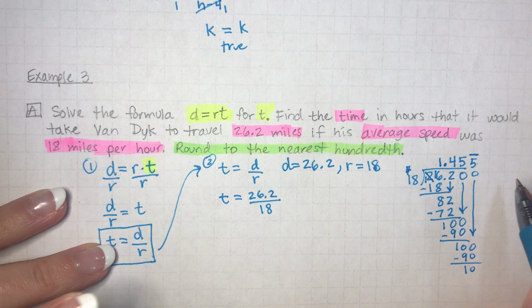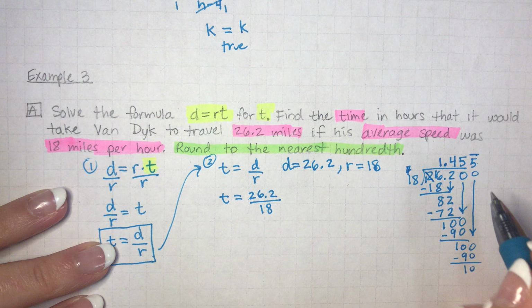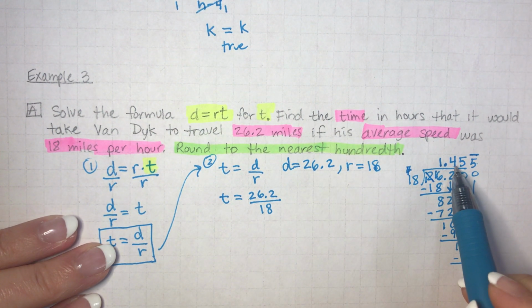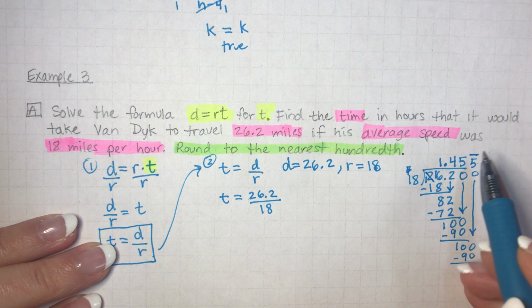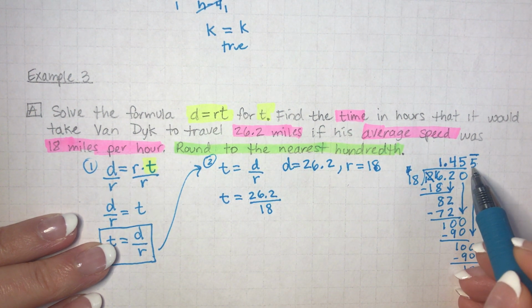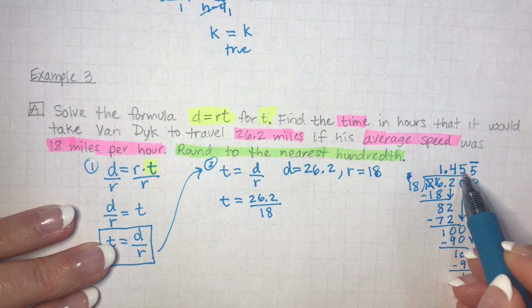So we would write our answer. If it was repeating, we'd put that little symbol right there. But what they want is for us to round to the nearest hundredth. So here we go. This is the tenths place. This is the hundredths place. Whenever you're rounding from the hundredths, you have to look at the next digit. Is this a 5 or more? It is, it's a 5. So that means we're going to round this up to a 6.